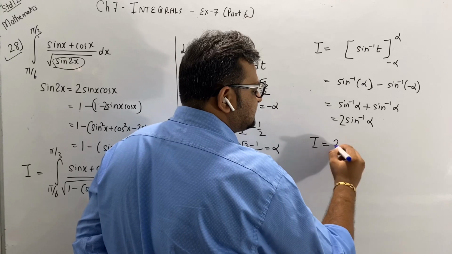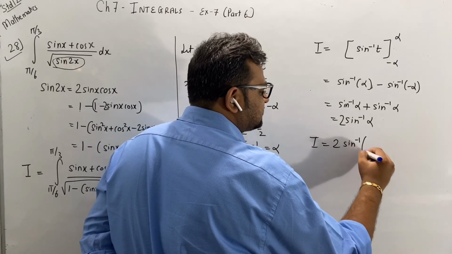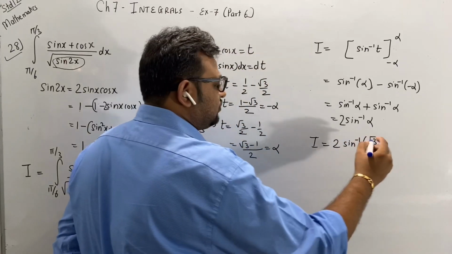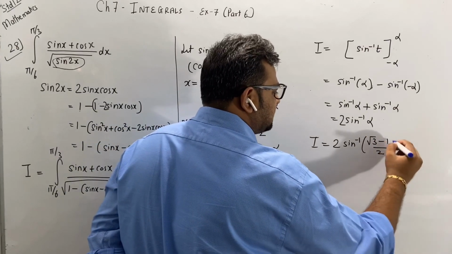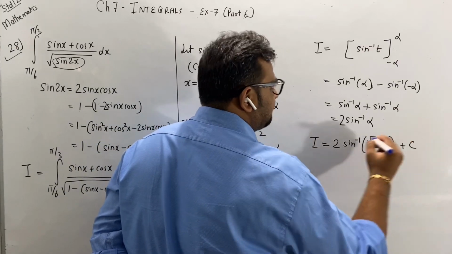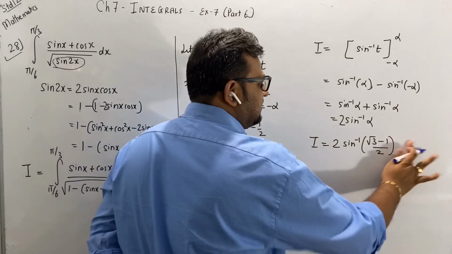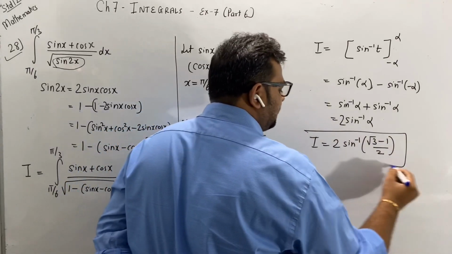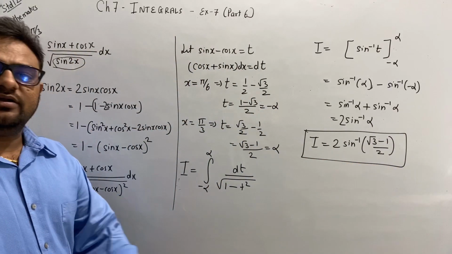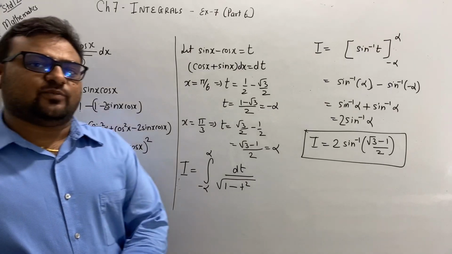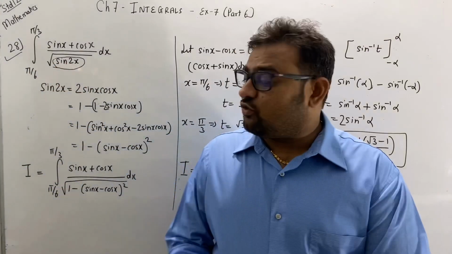So I is equal to 2 sine inverse of (root 3 minus 1) by 2 plus, sorry, it's a definite integration, so it will be no plus 3. Clear? Remember, this is a very important sum. It can be asked for 4 marks.